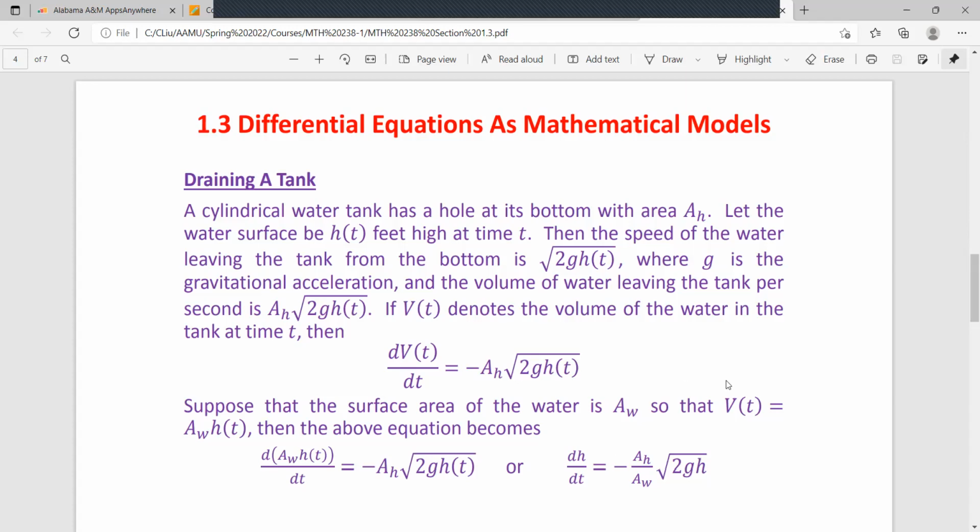Okay, any questions about this problem? All right, so you can also read the book, if you are not quite sure, about the drawing. I didn't draw the whole picture here, but yeah. Would the surface area of the water be the base? Yeah, that's the base of the cylinder.